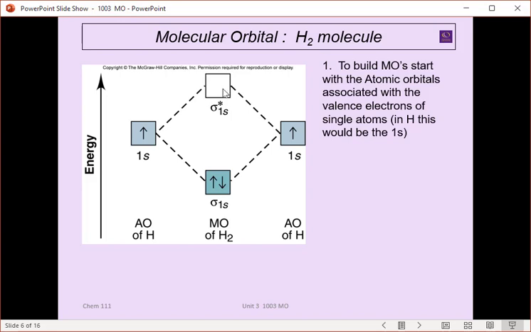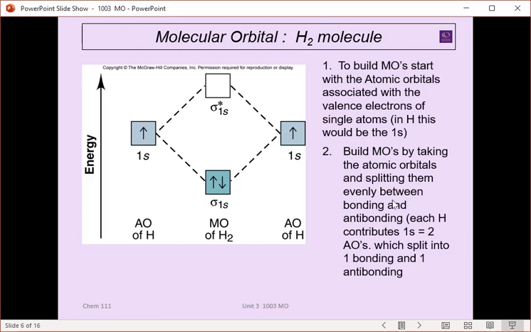So that's as simple as it gets. If I bring in 2 atomic orbitals, I'm going to split into 2 molecular orbitals. If I brought in 4 atomic orbitals, I'd split into 4 molecular orbitals. And you always split it 50-50. Of the 4 molecular orbitals that I create, 2 go to bonding, 2 go to anti-bonding. So build molecular orbitals by taking the atomic orbitals, splitting them evenly between bonding and anti-bonding. Each hydrogen contributes 1s, which is 2 atomic orbitals. They split into 1 bonding, 1 anti-bonding.